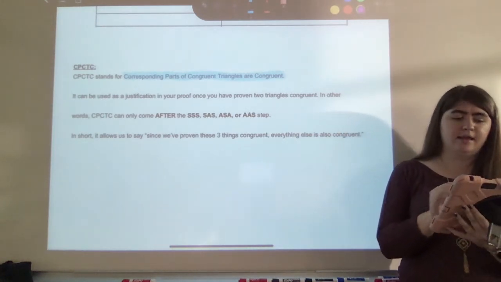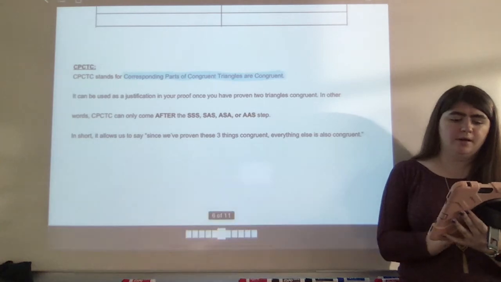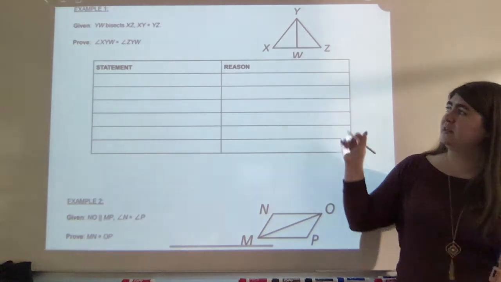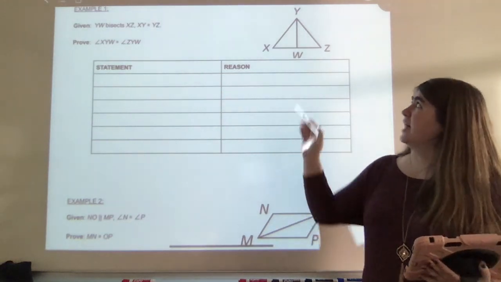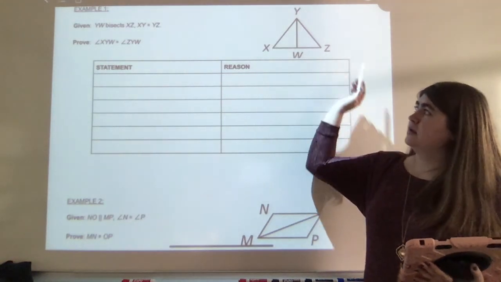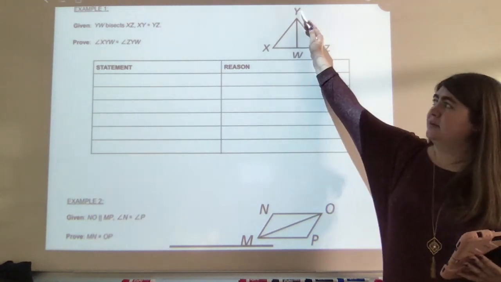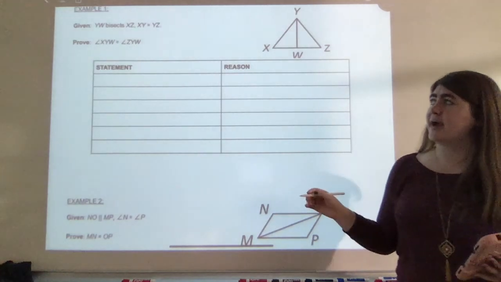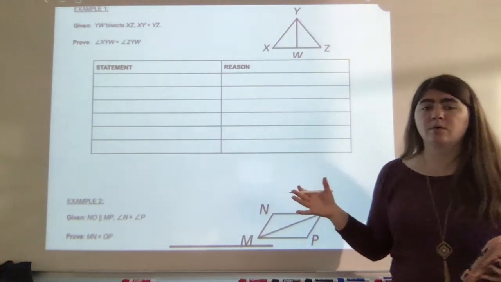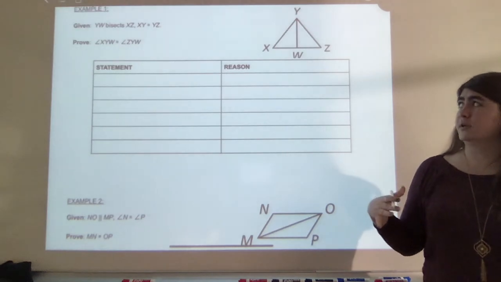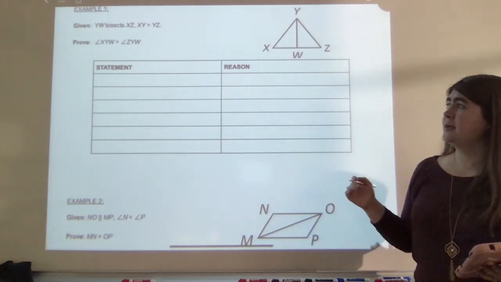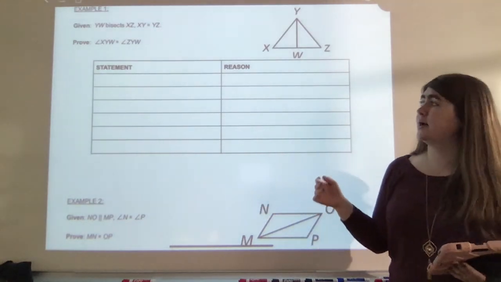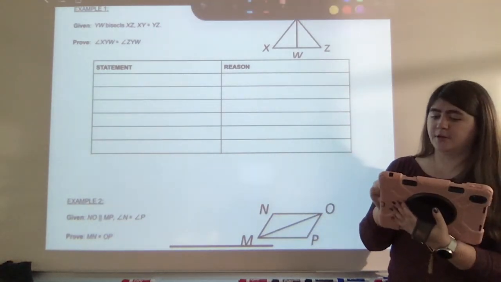So let's go ahead and flip the page here, and we have a couple examples. Example 1 says, given YW bisects XZ and XY is congruent to YZ, prove that angle XYW is congruent to angle ZYW. Okay, so right off the bat, I'm going to recognize that I have two given statements, and they could go on the same line, but I'm going to write them in two separate lines this time.